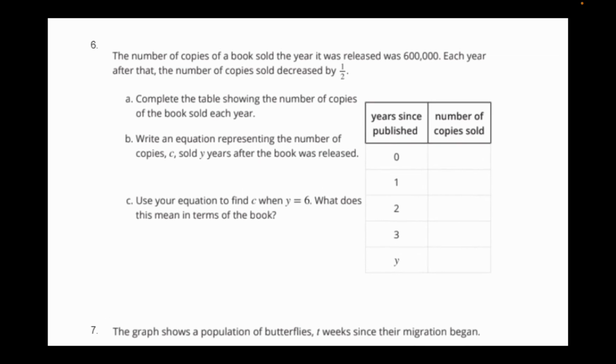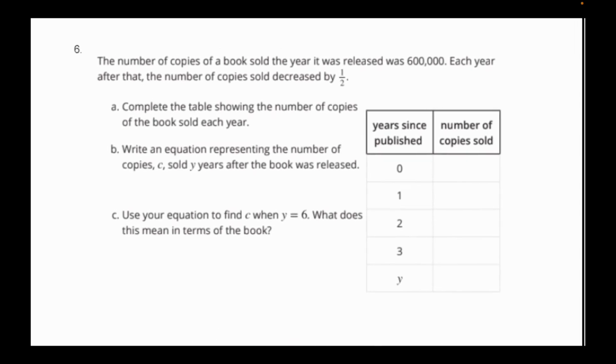So question 6, we have the number of copies of a book sold the year it was released, and that's 600,000. And each year after that, the number of copies sold decreased by 1/2. So we're going to complete the table showing the number of copies of the book sold each year. So let's complete our table. So first year was 600,000.